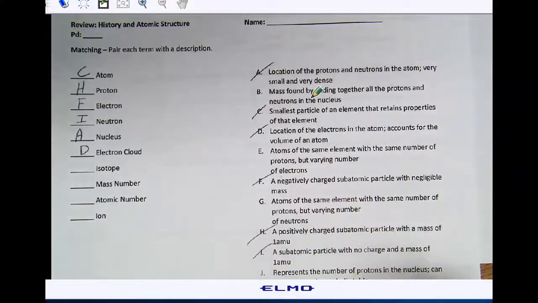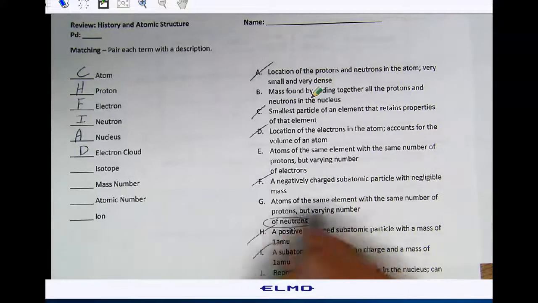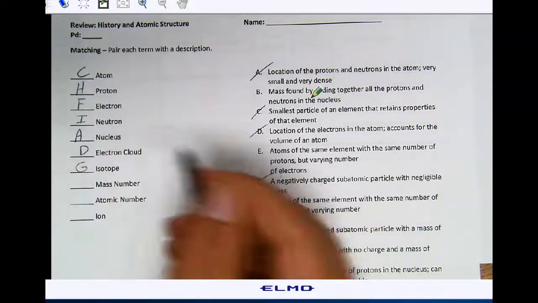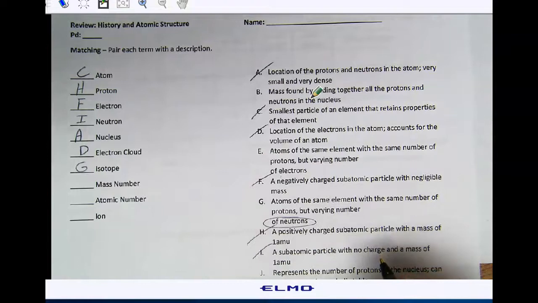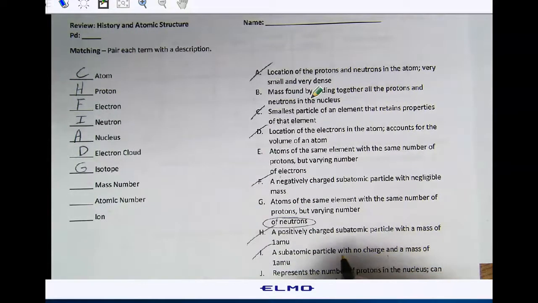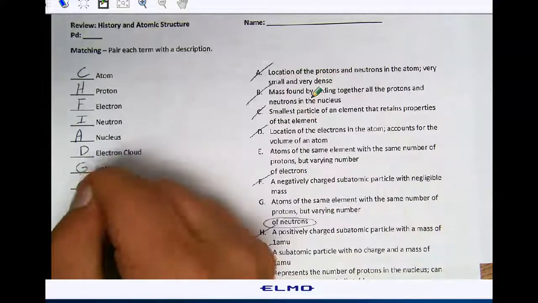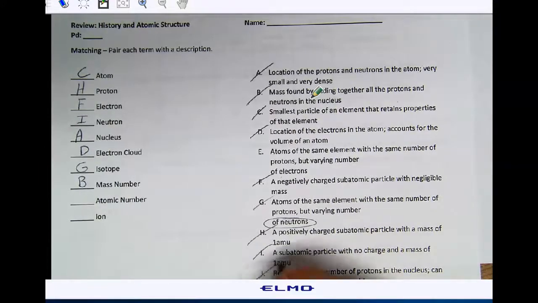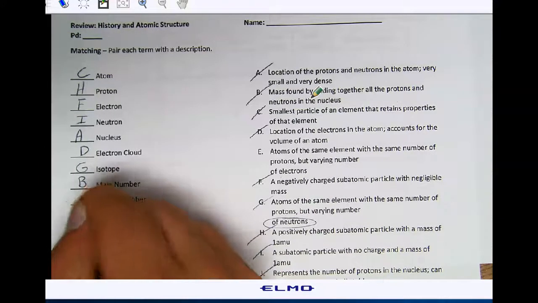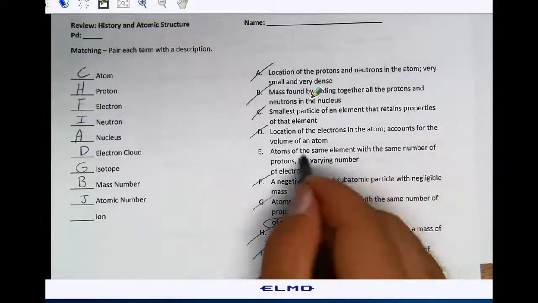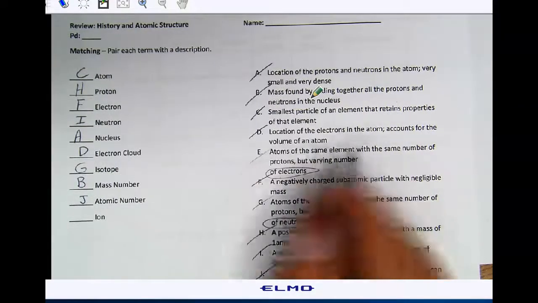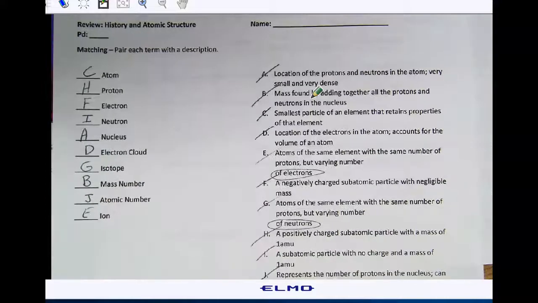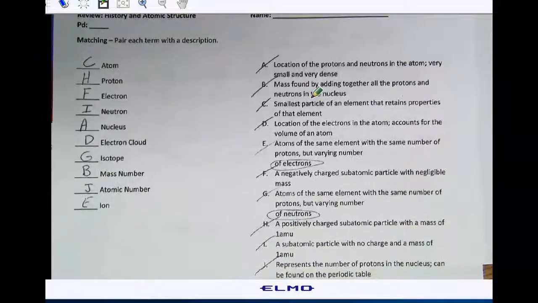Okay, the isotopes. Isotopes are atoms with a different number of neutrons. The mass number is the mass found by adding the protons and neutrons. The atomic number is just the number of protons. And that leaves ions to be the same element but with a varying number of electrons. So hopefully you got that.